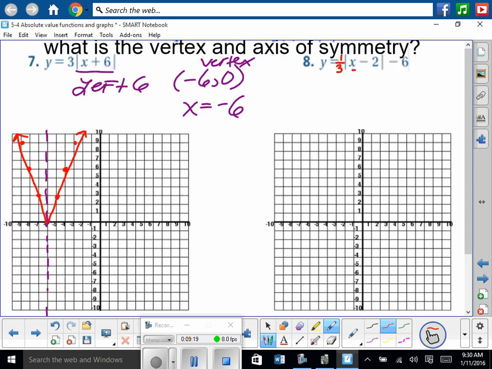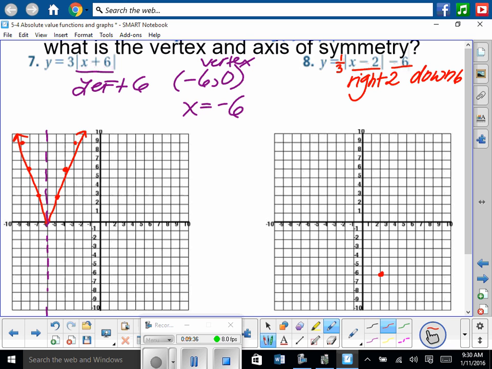So we're going right 2. We're shifting it right 2 and down 6. And then our slope is 1/3. So it's a compression of 1/3. So just keep that in mind. So right 2, down 6.